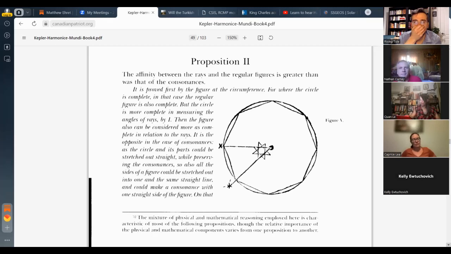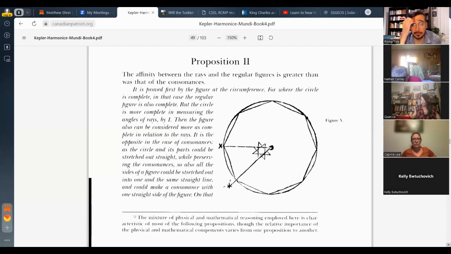It is proved first by the figure at the circumference. For where the circle is complete, in that case, the regular figure is also complete. But the circle is more complete by measuring the angles of rays. Then the figure also can be considered more as complete in relation to the rays.